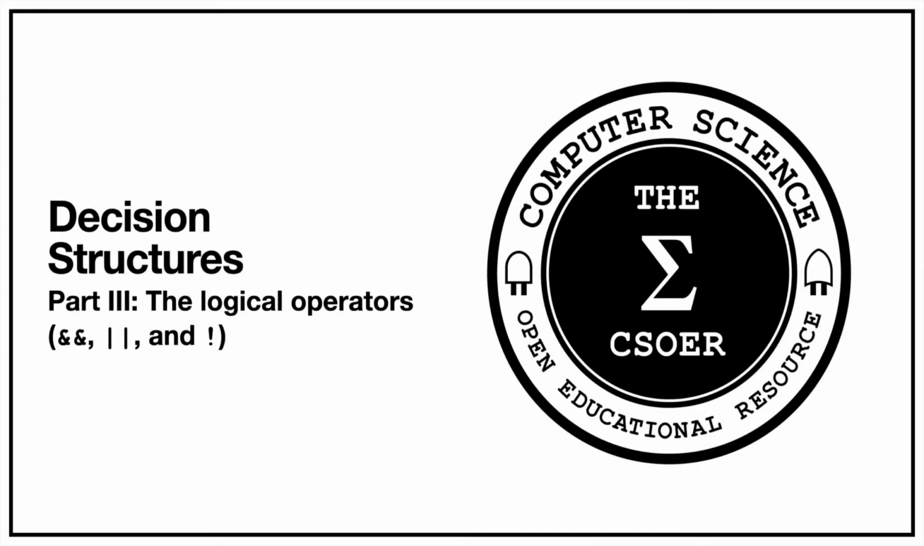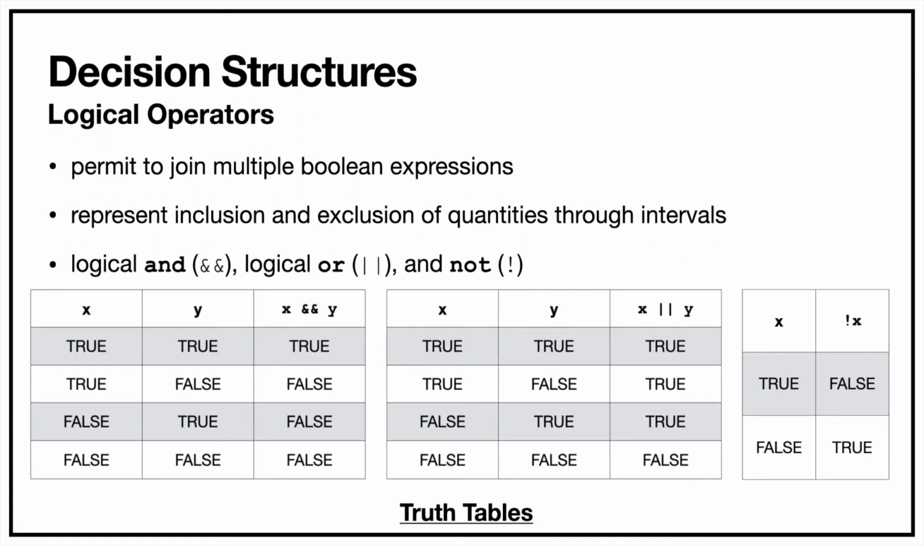In this part, we'll talk about logical operators. Logical operators permit us to join multiple Boolean expressions. Any expression that is true or false allows us to make this decision using the logical and, logical or, and logical not. Logical operators allow us to make inclusions or exclusions of quantity or these Boolean expressions through intervals.